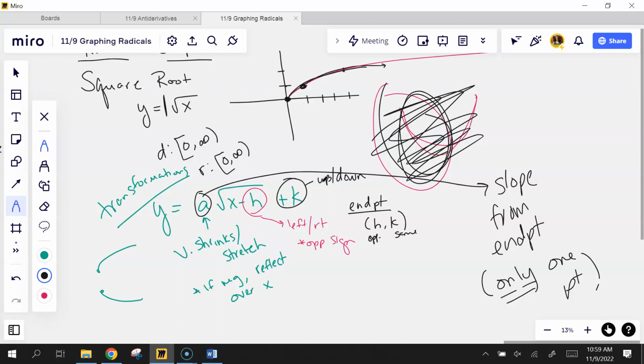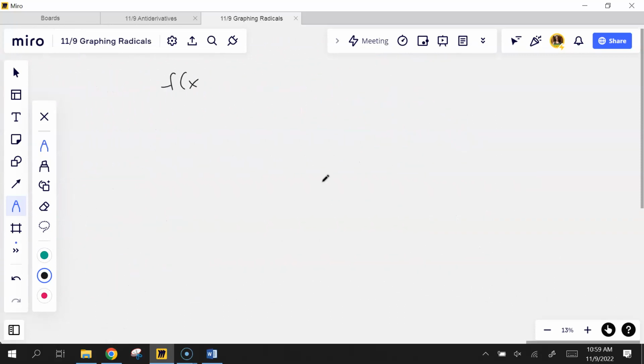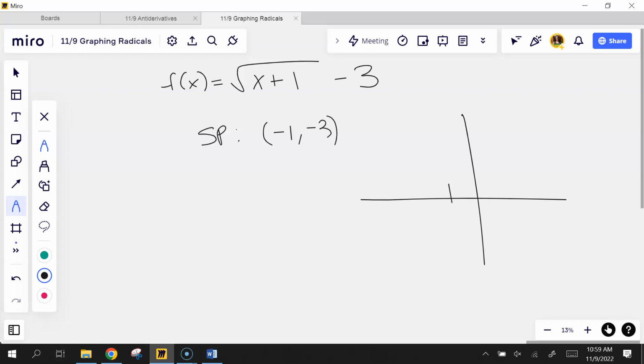Look at example 1. We have f of x equals the square root of x plus 1 minus 3. And Davis already said it's left 1, down 3, and he's absolutely right. But what would my starting point be here? Negative 1, negative 3, right? Negative 1, negative 3. That's the starting point. Or end point, yeah, end point. Okay, sorry. Same thing.